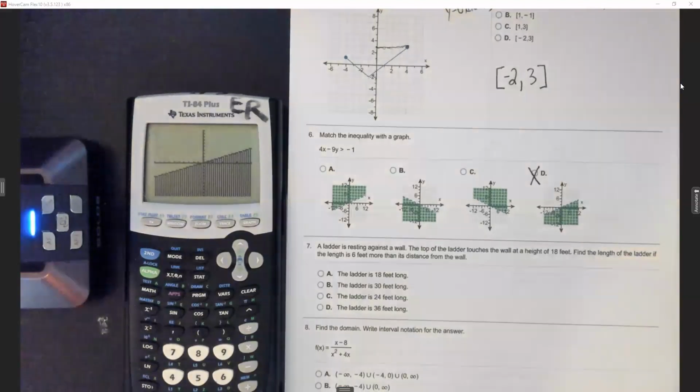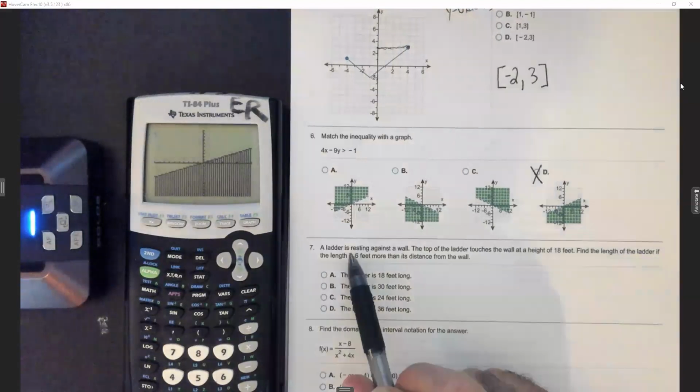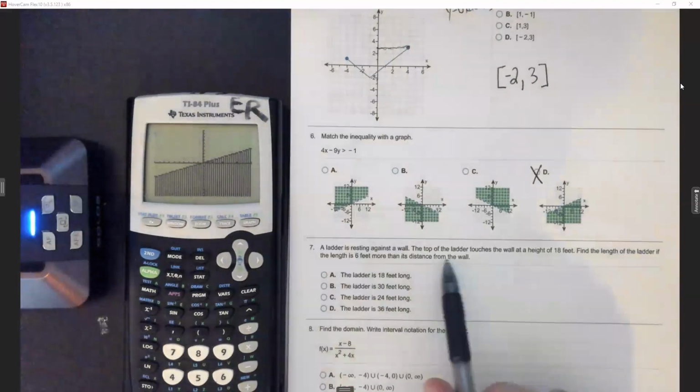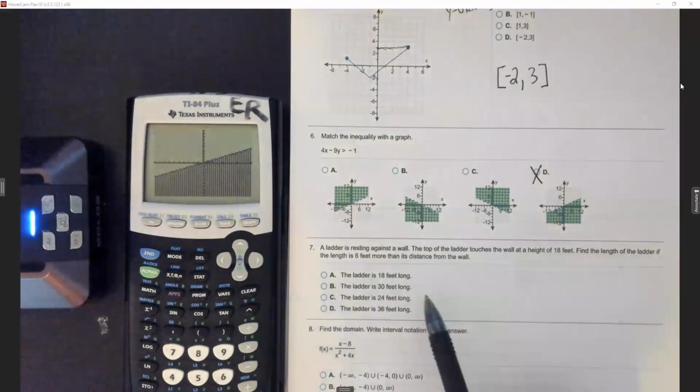All right, next one's a little tricky. We got a ladder resting on a wall. Top of the ladder touches the wall at 18 feet. Find the length of the ladder if the length is 6 more than the distance from the wall. So let's draw this picture.